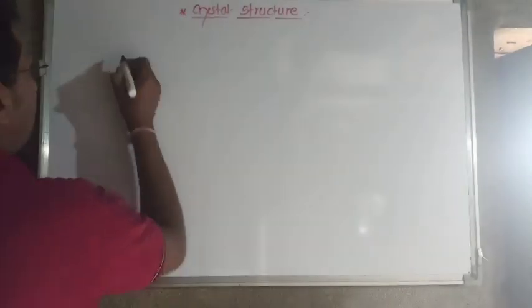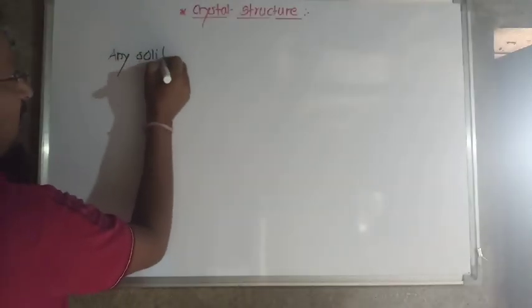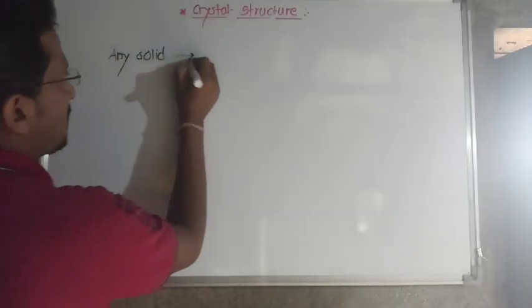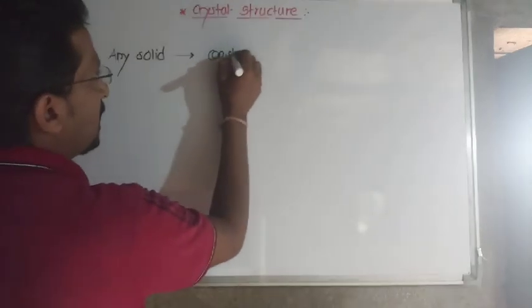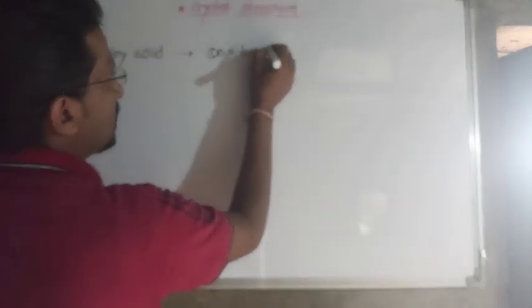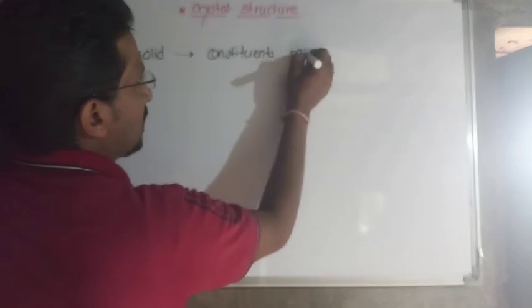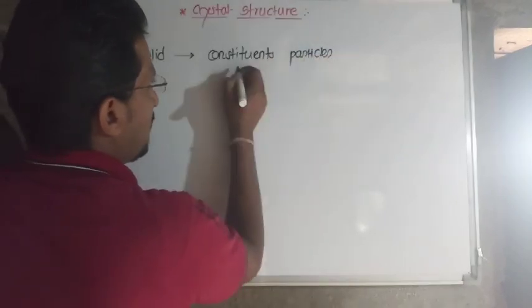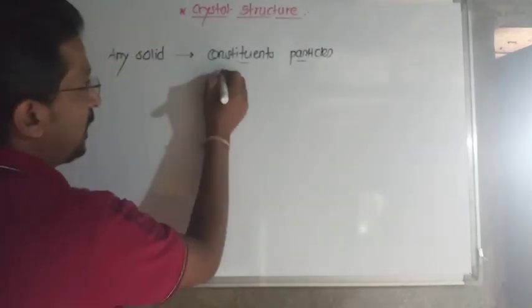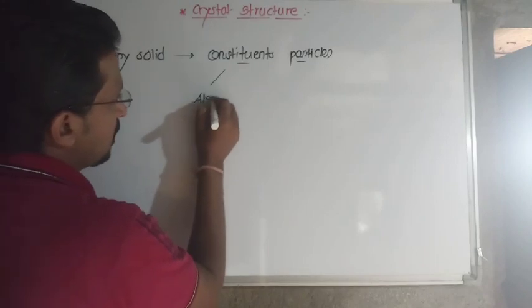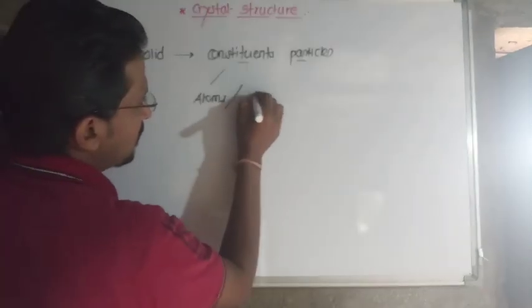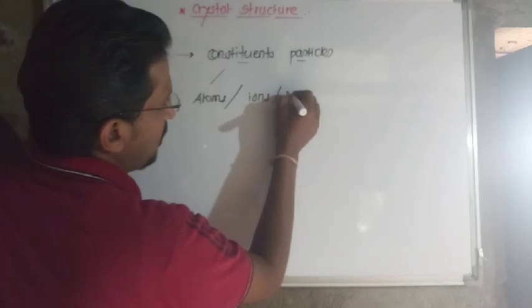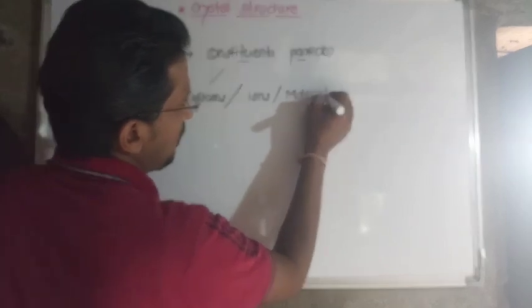If you consider any solid, then that solid consists of its constituent particles. These constituent particles of solids may be atoms, or ions, or molecules.